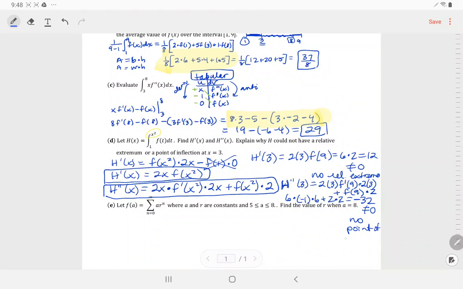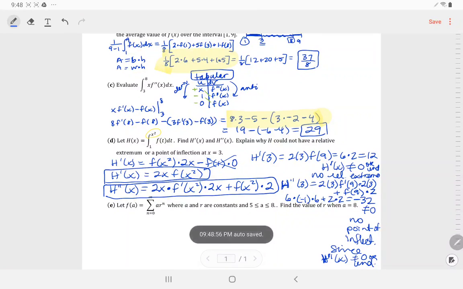Has to be 0 or undefined. And then I'd write a little explanation if I could, but it says explain why it can't. So I mean, I guess I would just put since h double prime of x is not 0 or undefined. And then I would say the same thing, no relative extrema, because h prime of x is not 0 or undefined.